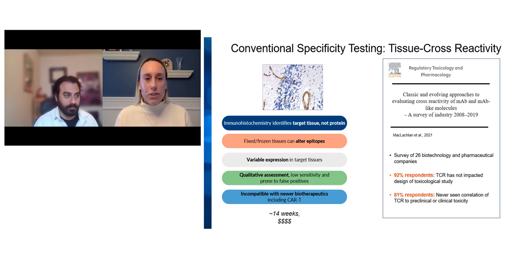And some interesting results was that over 90% of respondents said that the TCR had actually not impacted the design of their tox studies. And over 80% said that they had never seen a correlation of TCR data to preclinical or clinical toxicity. So the survey of toxicologists reflects a lack of trust in the TCR assay to truly identify or de-risk antibody off-target binding. And it's not giving any actionable results. They're not really using the TCR results to progress or design the continued development.